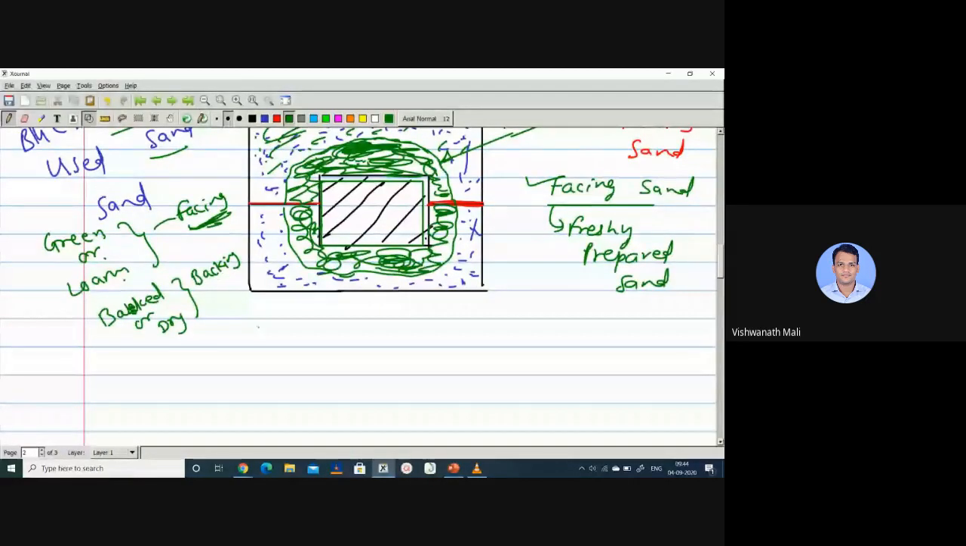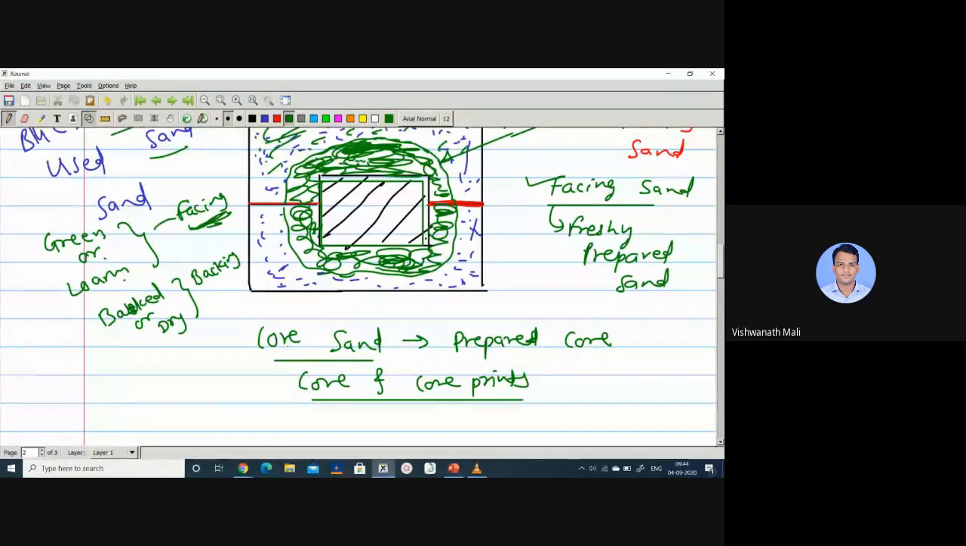There is one more sand, that is the core sand, which is used to prepare core. We are going to see one topic, core and core prints. In that we are going to see this core sand. We use this core sand to prepare the core. We will see what are the content and the materials composition of core and core sand. So these are the main types of sands.